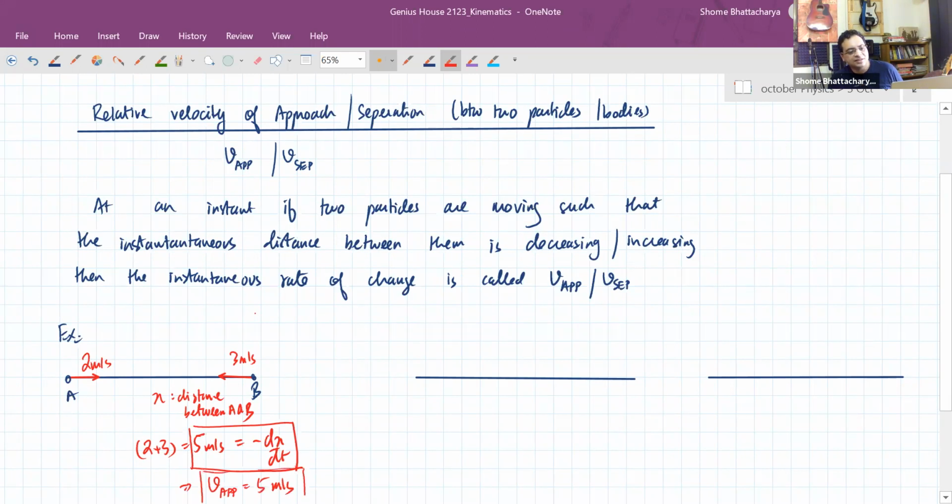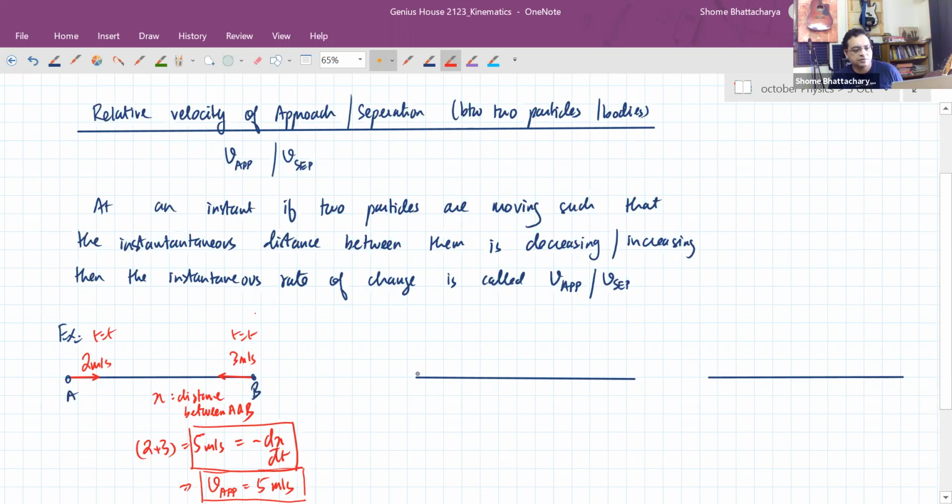Okay. So it doesn't matter whether they are accelerating or not. What might happen is that at the next instant, these velocities might change in either magnitude or direction or both. But it doesn't matter. At this given instant of time, they are both moving in such a way that the quantity x, that is the distance between them, is decreasing at the rate of 5 meters per second. So that means they are approaching each other at 5 meters per second.